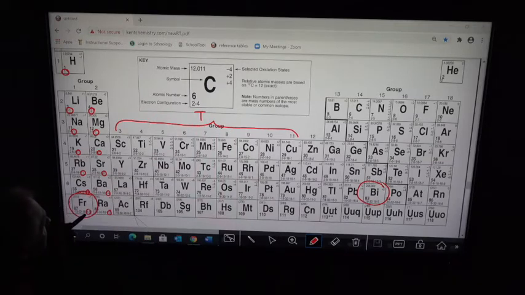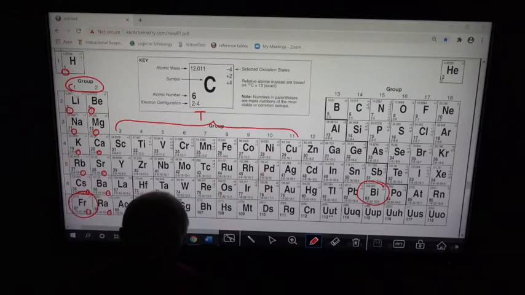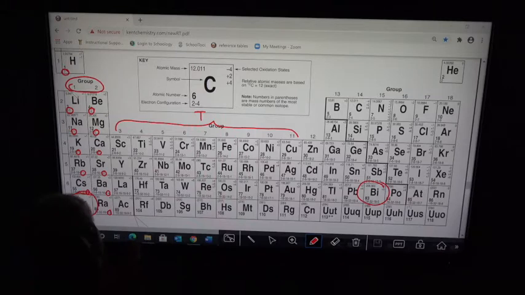Now, over here in group 1 and group 2, they are never found alone in nature. Why? Because they're wickedly reactive. You put those in water and they blow up. So as we go down a group, they get more reactive. So obviously, francium not only is the largest metallic atom on the whole periodic table, it's the most reactive.